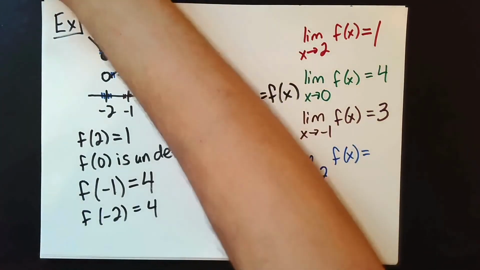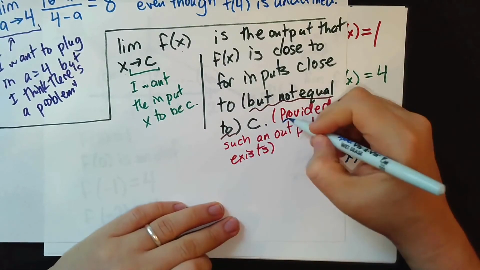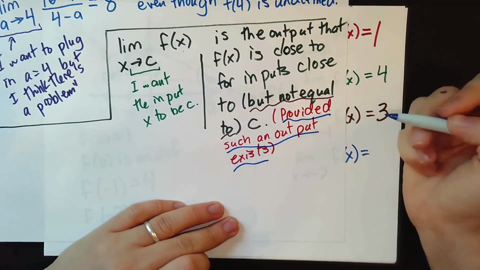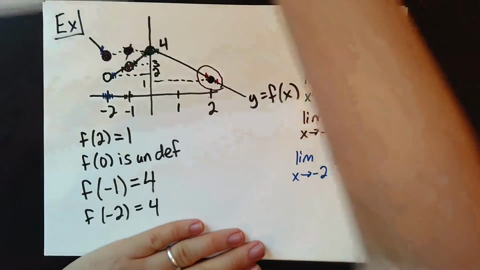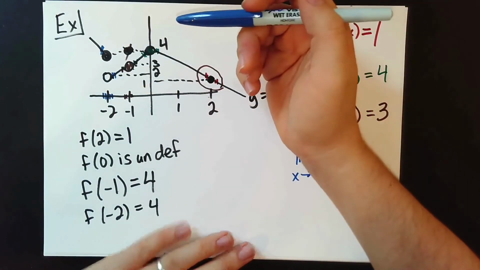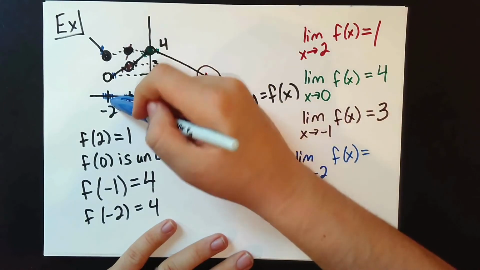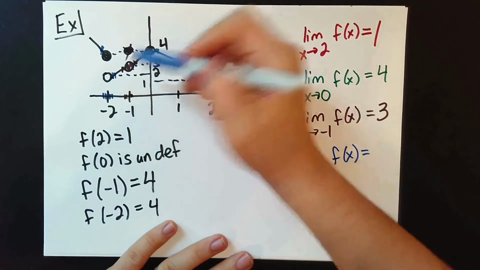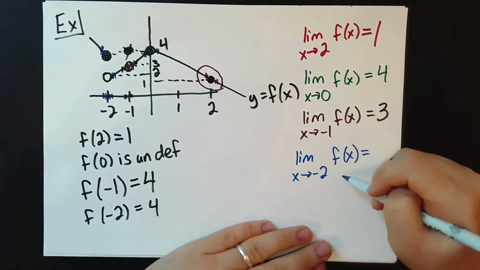But this is where this caveat at the end, provided that such an output exists, comes up. Here, there is no output that I always end up close to for inputs close to -2, because inputs close to -2 could end up with outputs near 2 or outputs near 4. So this limit is in fact undefined.